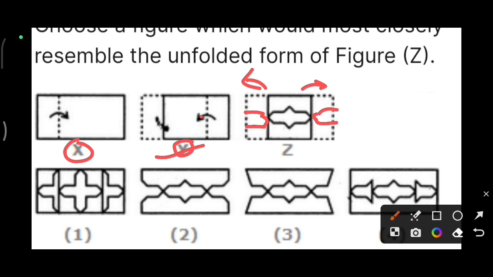In the option, there is no presence of these lines. So it is in the opposite direction, and it unfolds also in the opposite direction, and there is the presence of lines. So it is not our option.